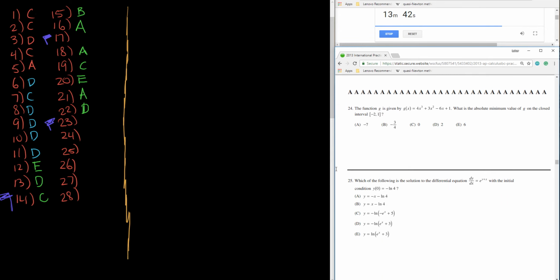The function g is given by g of x equals 4x cubed plus 3x squared minus 6x plus 1. What is the absolute minimum value of g on the closed interval from negative 2 to 1? So it's either going to be at the endpoints, negative 2 or 1, or at any critical points. So let's calculate critical points quickly. g prime of x equals 12x squared plus 6x minus 6.